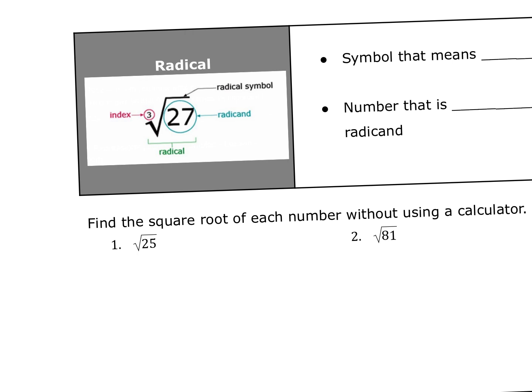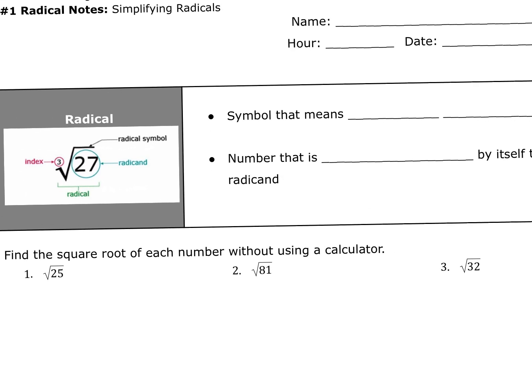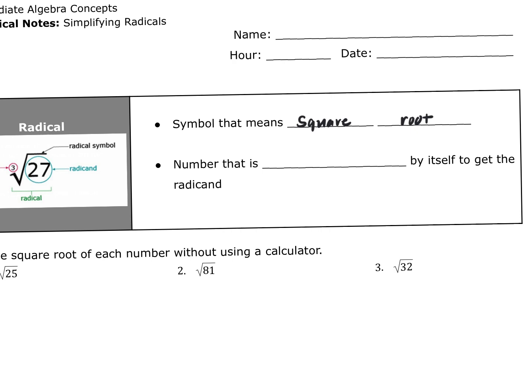So that's kind of a lot to think about. So let's do some of these so we understand them. So really a radical is a symbol that means square root. So we're going to go ahead and put square root right in here. Okay? And that's a number that is multiplied by itself to get the radicand.